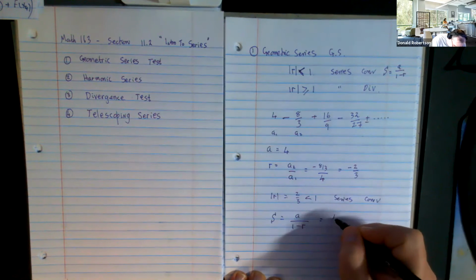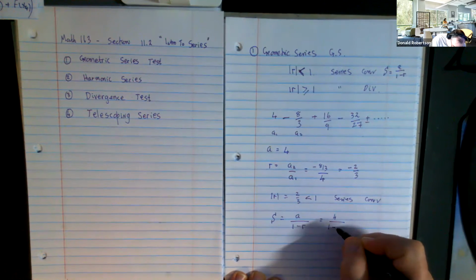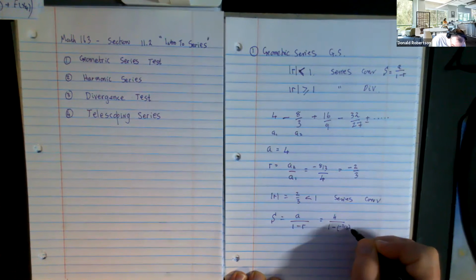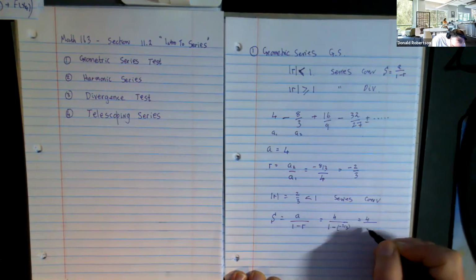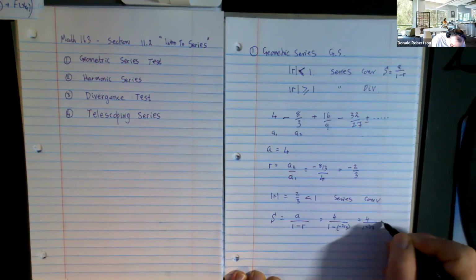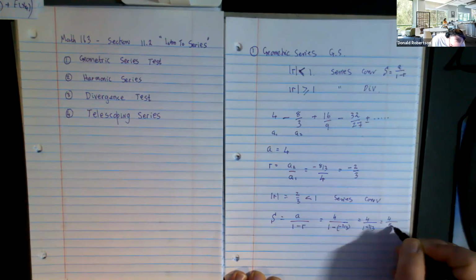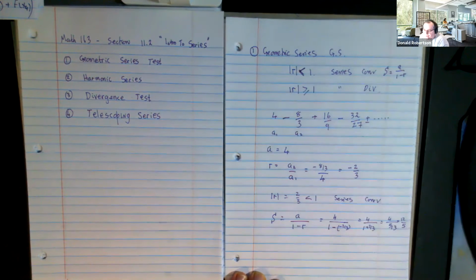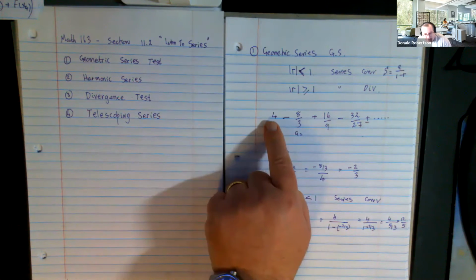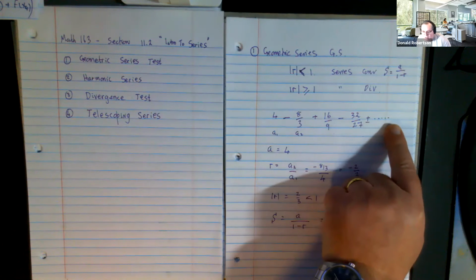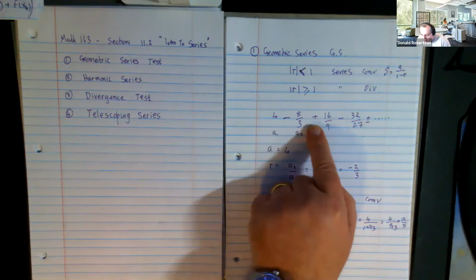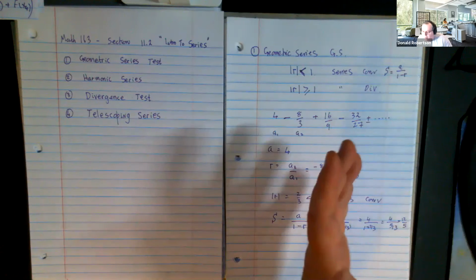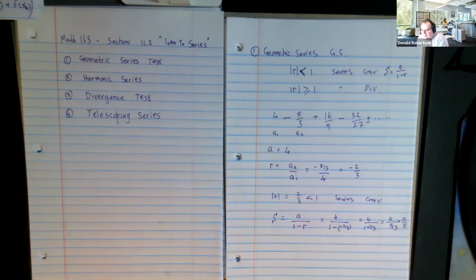That's where the A comes in now. It's 4 over 1 take away -2/3, which is 4 over 1 add 2/3, which is 4 over 5/3. Can you just trust me, that's 12/5. So if you imagine continuing with this pattern to eternity, essentially the limit of this series would be 12/5. It wouldn't quite theoretically be 12/5.